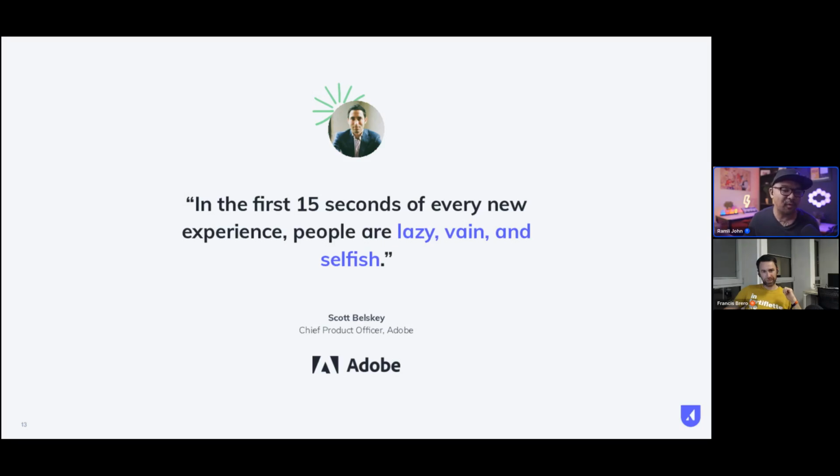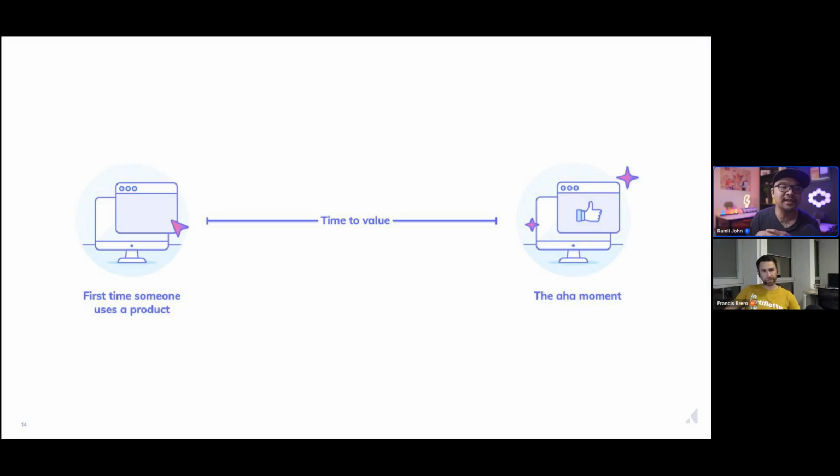But I think the goal that we have is how do we get them to that promised land as quickly as possible? How do we shrink that time from when somebody hears about your product, signs up for it, and experiences the aha moment? How do you reduce that time to value as quickly as possible? That time that it takes for them to cross that bridge that I just mentioned earlier.